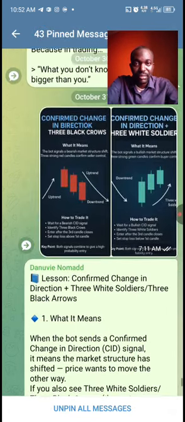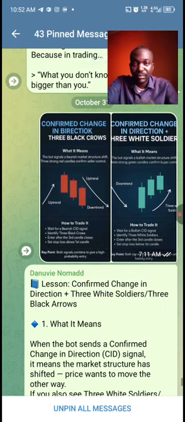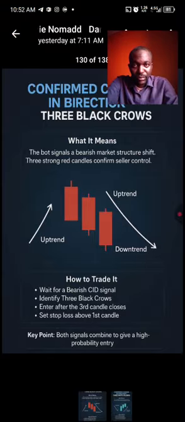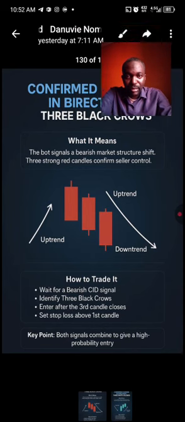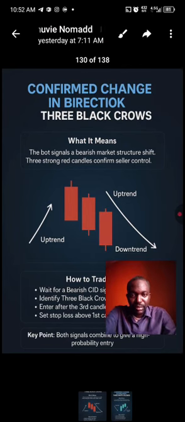So if you look at what is being displayed now, as you can see, confirmed change in direction. So this is when the price is coming down. This is 3 black crows. Now, the board signals a bearish market structure shift. 3 strong red candles confirm seller control.